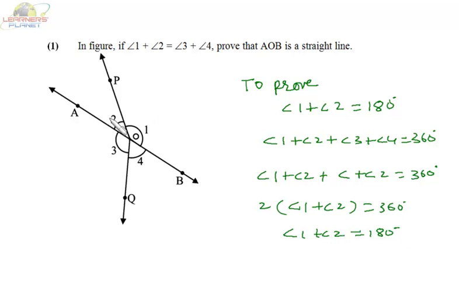Okay. Now angle 1 plus angle 2 is 180 and they are actually a linear pair. So if their sum is 180, that means this line, that is line AOB, is a straight line. Clear?